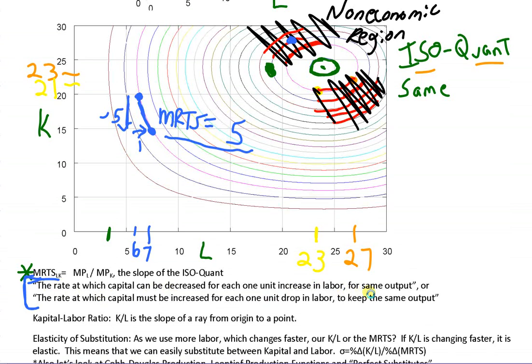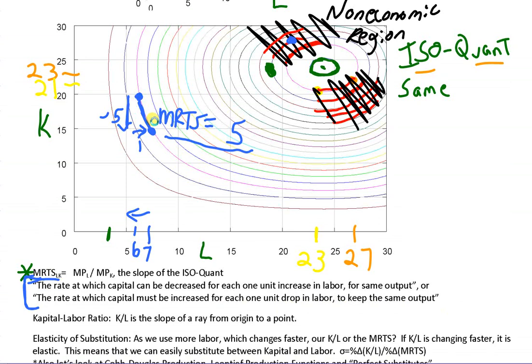Or, going the other way, from 7 back to 6, we can interpret it this way. It's the rate at which capital must be increased, 5, for each 1 unit drop in labor to keep the same output. So that's what the slope of these isoquants is telling us, the marginal rate of technical substitution. It's the rate at which you can switch those 2 things.